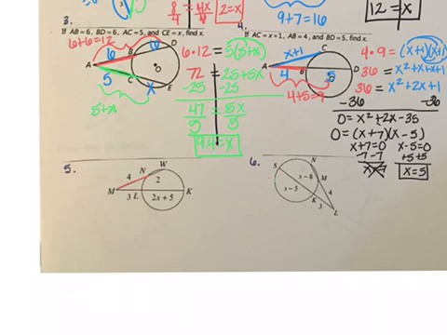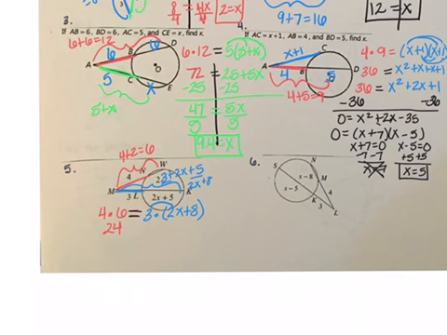Our top secant outside is 4 times the whole line is 4 plus 2, which is 6. 4 times 6 is 24. And then we'll look at the bottom one. We have 3 times the entire line is 3 plus 2x plus 5. When we add like terms, we have 3 plus 5, which gives us 8. So it's 2x plus 8. Distribute the 3. 3 times 2x is 6x. And 3 times 8 is 24.